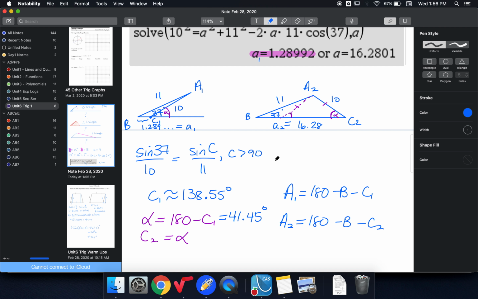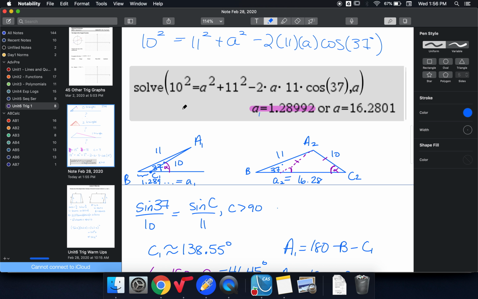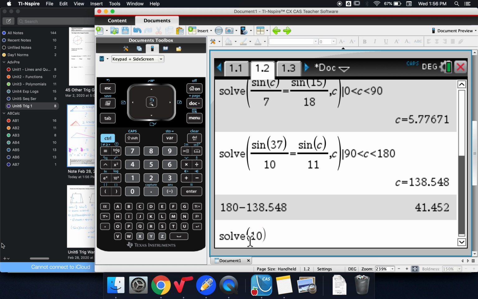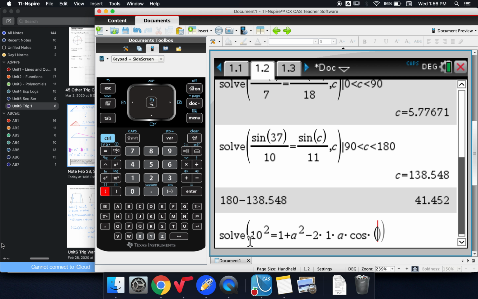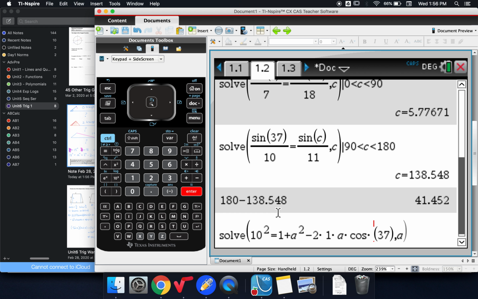So in the scenario where we would have something that had no solution would be if this side was really short. So let's say that instead of having C be 11, C was 1. I just want to show you what that would have looked like. So we would have had to solve 10 squared equals 1 squared plus A squared minus 2 times 1 times A times cosine of 37. We would have tried to solve for side A. Missing a parenthesis, okay. Oh, because it's not cosine times 37, it's cosine of 37.